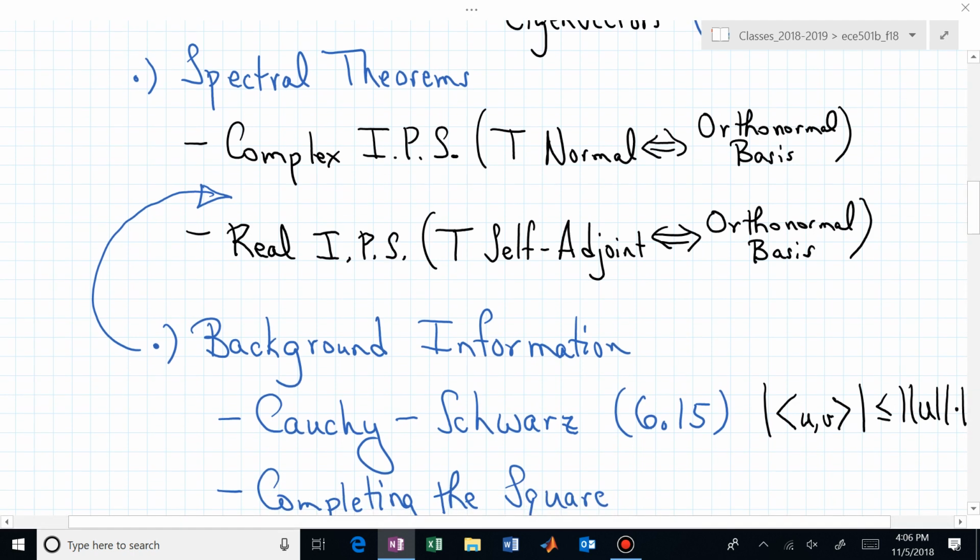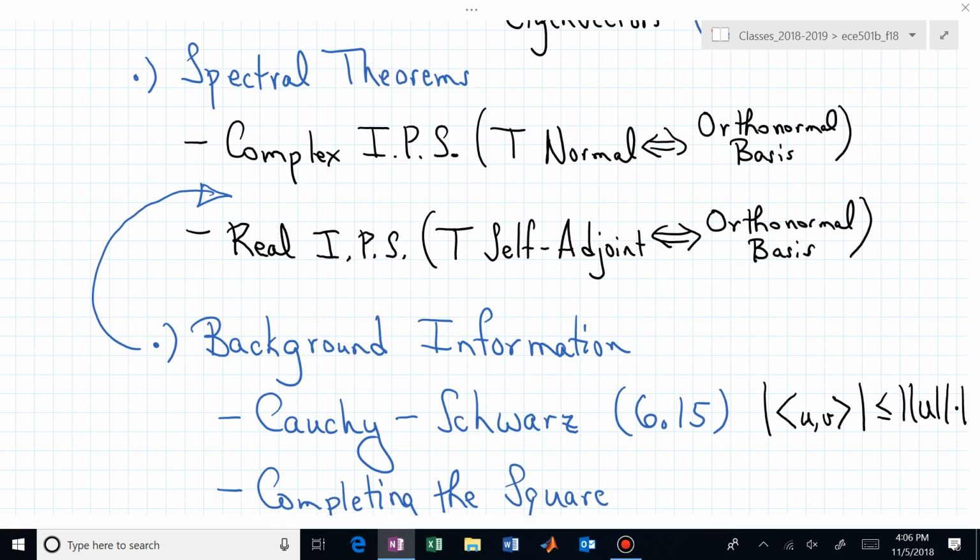Then we will get into spectral theorems. It's actually easier to think about these over the two different fields. One being the complex field, and that's actually easier, or it has more immediate results in that if our map is normal and we're playing on a complex inner product space, then we immediately have an orthonormal basis of eigenvectors.